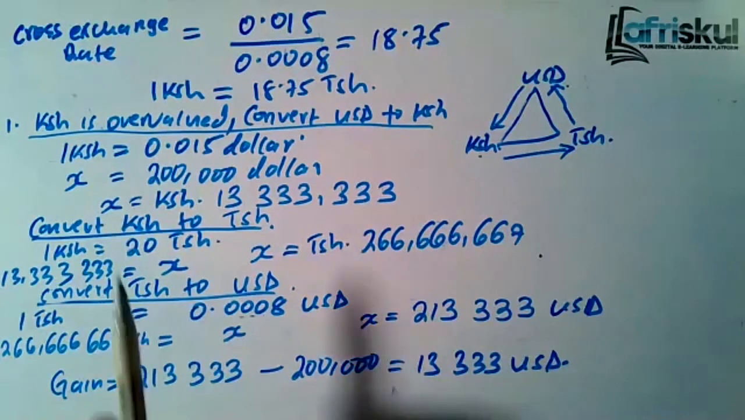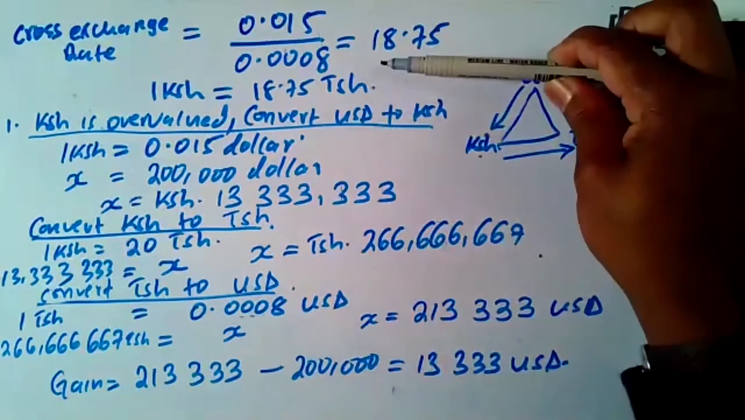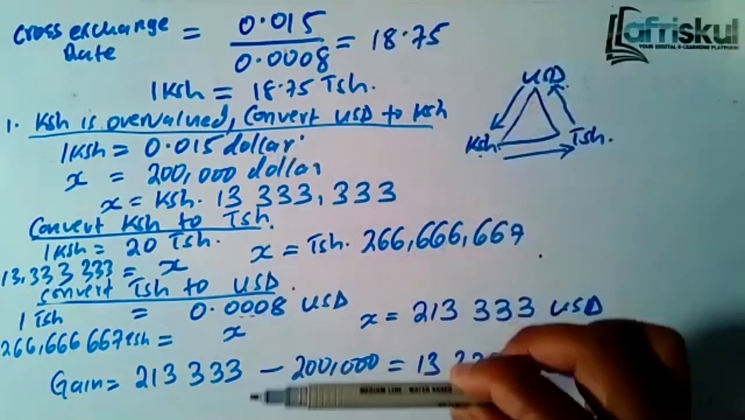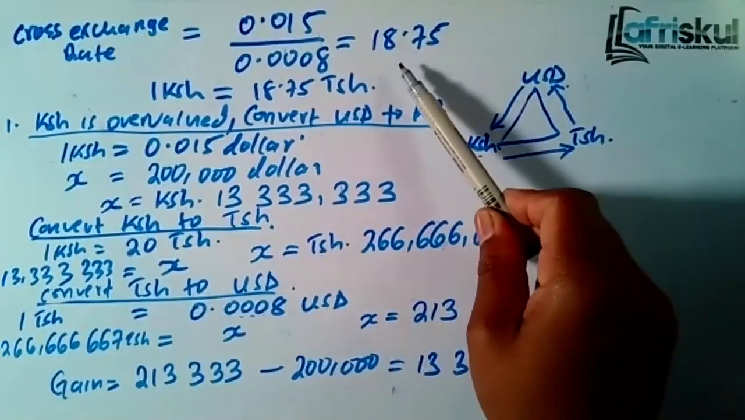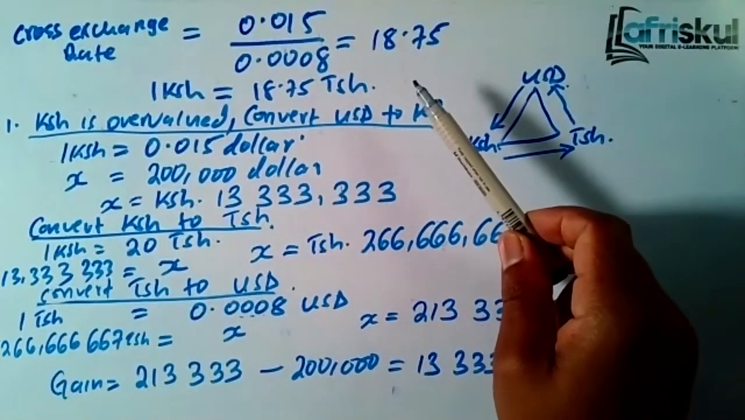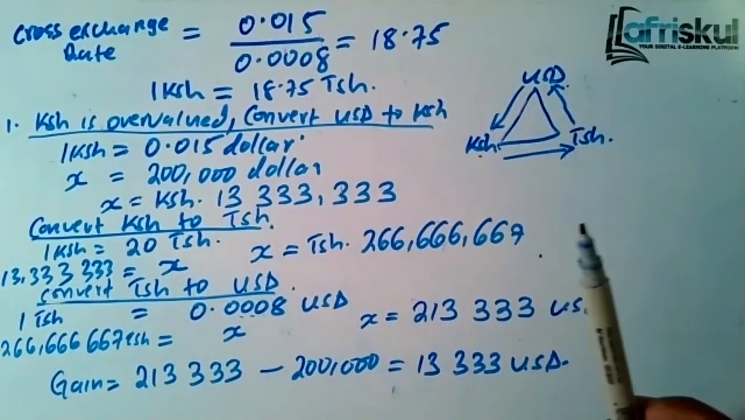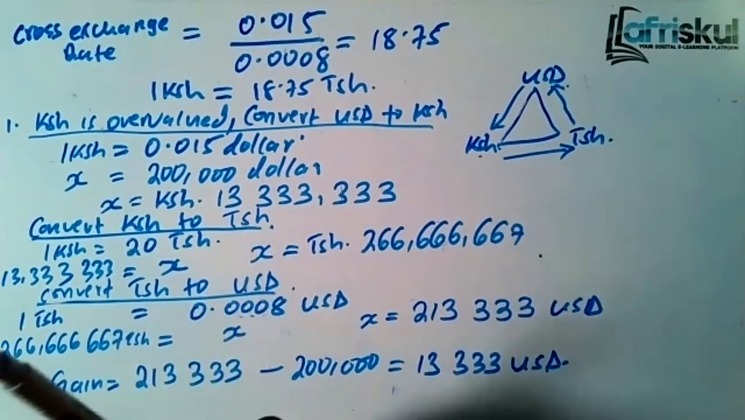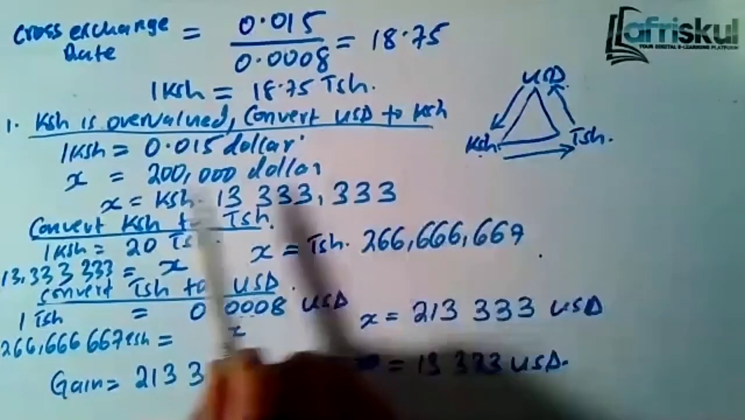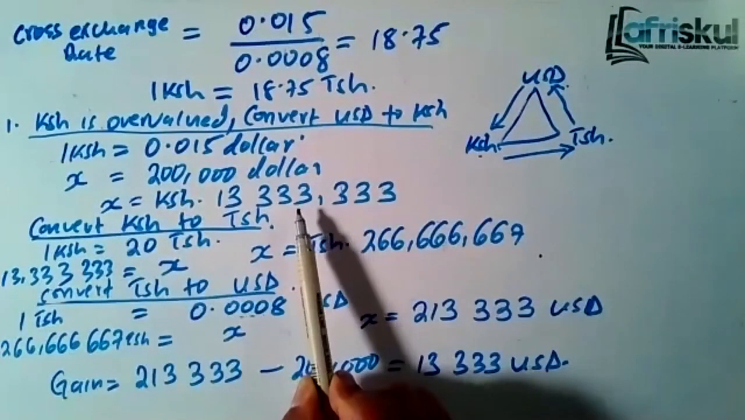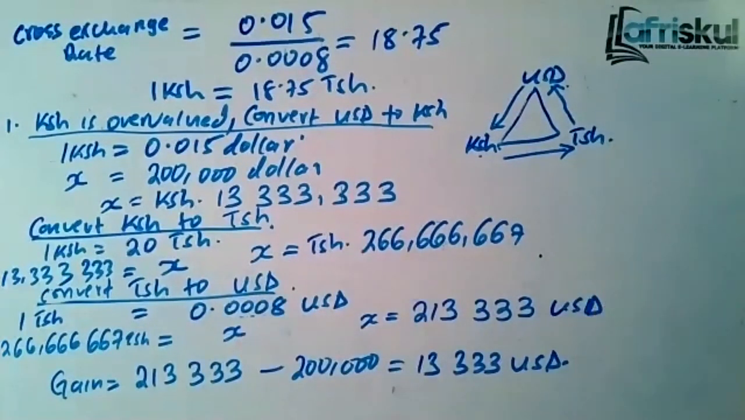So first of all, you compute the cross exchange rate and determine the actual rate. Then you compare this actual rate against the current market rate, which in this case was 20. The actual rate says you should pay only 18.75 to get 1 Kenyan shilling, but in the market you pay 20. So the Kenyan shilling is overvalued, and you convert the US dollar to the overvalued currency, the Kenyan shilling. Then from Kenyan shillings to Tanzanian shillings, and then Tanzanian shillings back to US dollars.